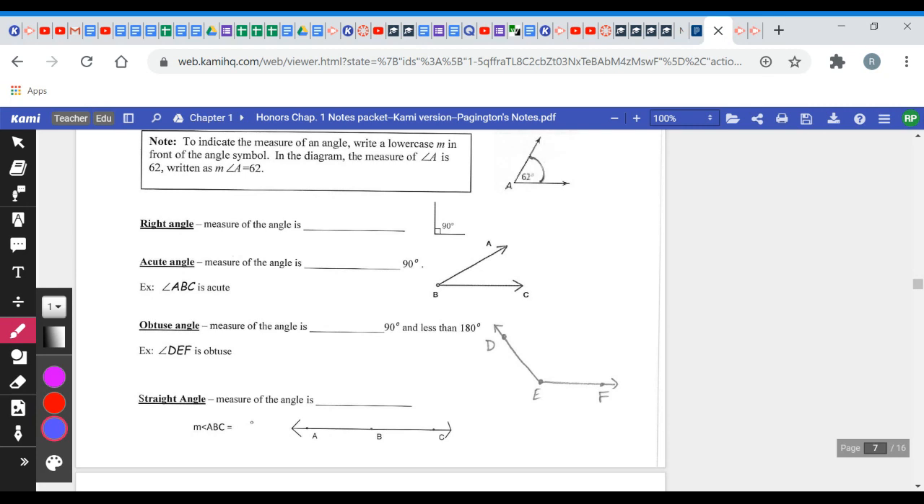The next thing it says is to indicate the measure of an angle, write a lowercase m in front of the angle symbol.